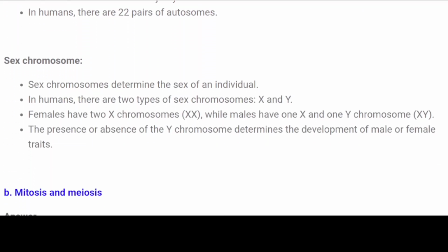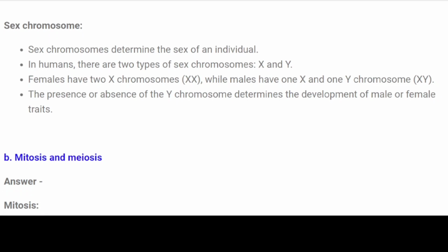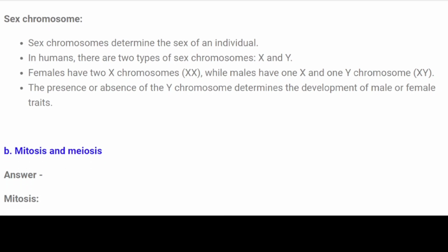Sex chromosome. Sex chromosomes determine the sex of an individual. In humans, there are 2 types of sex chromosomes, X and Y. Females have 2 X chromosomes, XX, while males have 1 X and 1 Y chromosome, XY. The presence or absence of the Y chromosome determines the development of male or female traits.